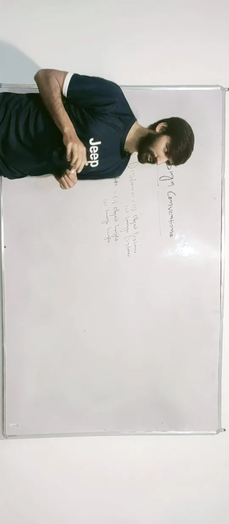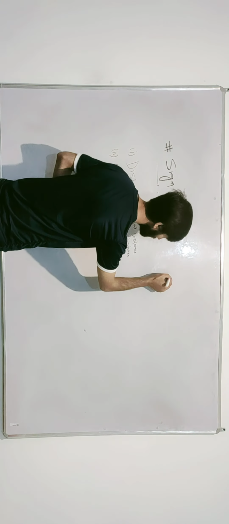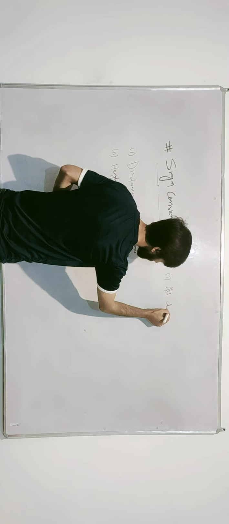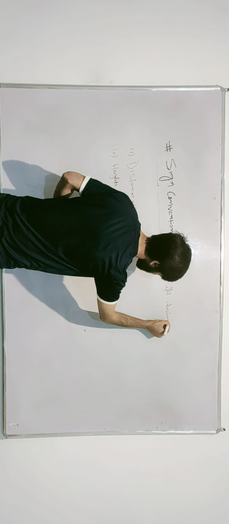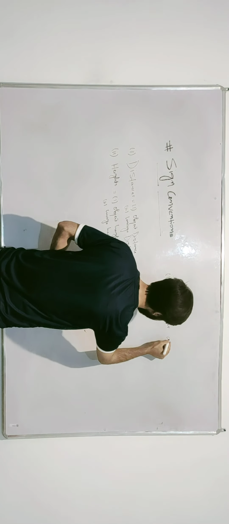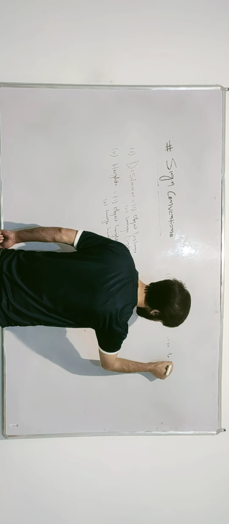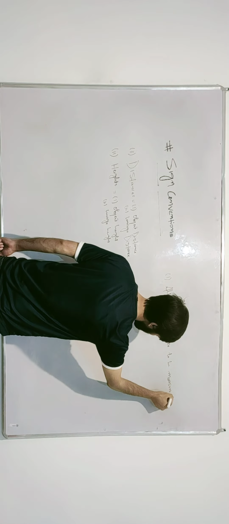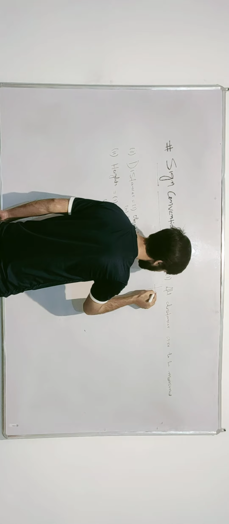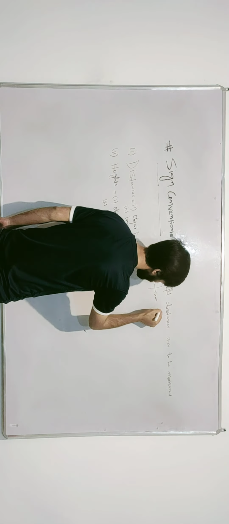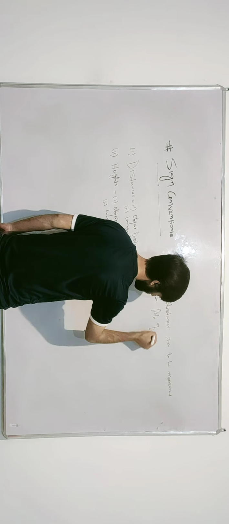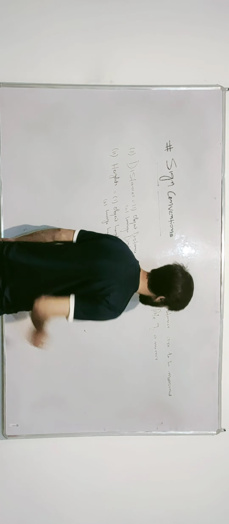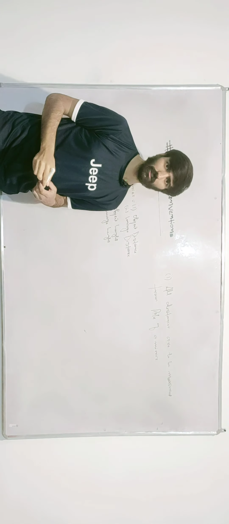Coming to the first convention, it says all distances are to be measured from the pole of a mirror. According to convention 1, all distances are to be measured from the pole of a mirror.